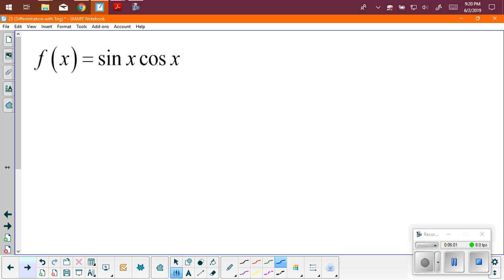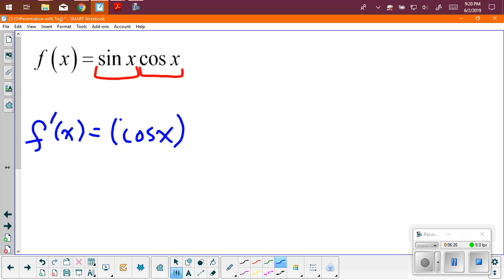Sine x, cos x. Okay. Key thing with this one, right? I can really think I have 2 functions here, sine and cos side by side. They're being multiplied together. So that means I have to use, yes, that's right, the product rule. So f prime of x is equal to, okay, derivative of the first. The derivative of sine is cosine of x, and we leave the second alone, cos x.